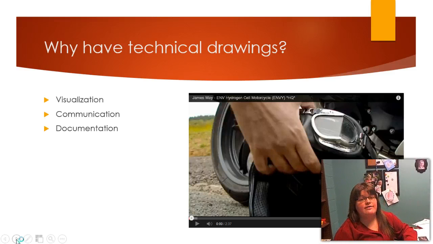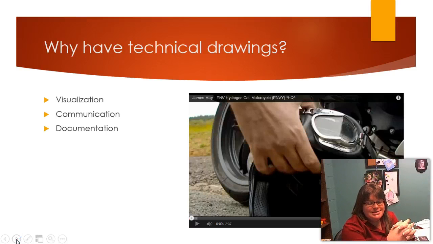If you look at page 5 of your textbook, you'll see a motorbike called the NV, a hydrogen cell motorcycle, and you can watch it at the top of the page go from this rough sketch design, then you'll see the 2D CAD drawing, and then at the bottom of the page, you'll see a 3D visualization.